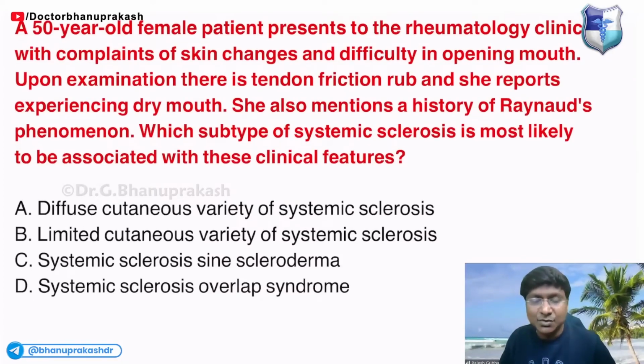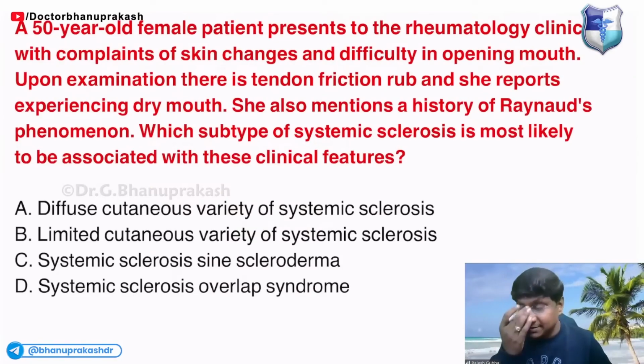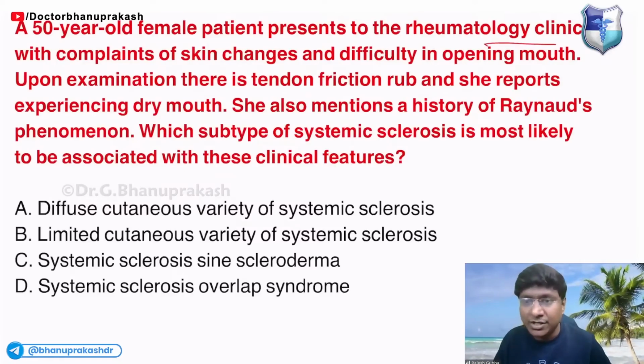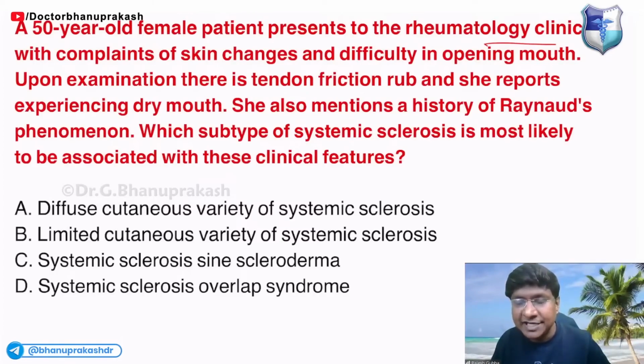Chalo. We'll move on to the next topic, that is systemic sclerosis. Yes, answer this question. We have a 50-year-old female patient presenting to the rheumatology clinic with complaints of skin changes and difficulty in opening the mouth. Upon examination, there is a tendon friction rub and she reports experiencing dry mouth. She also mentions a history of Raynaud's phenomena. Which subtype of systemic sclerosis is most likely associated in this patient?